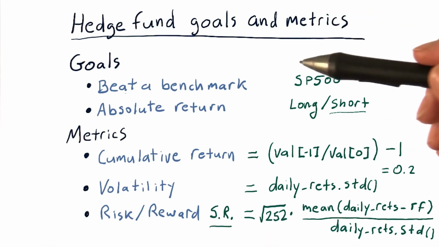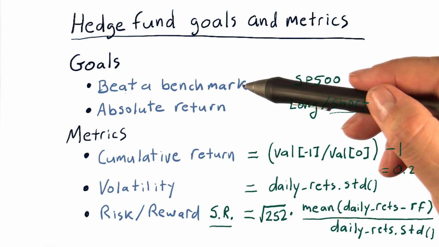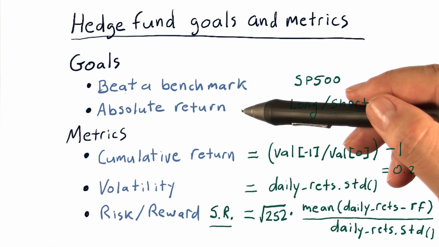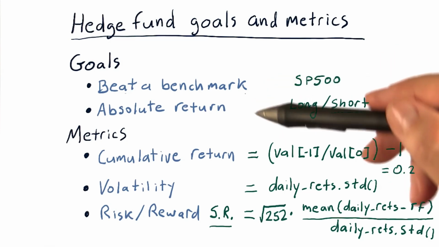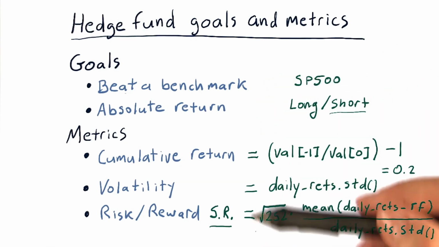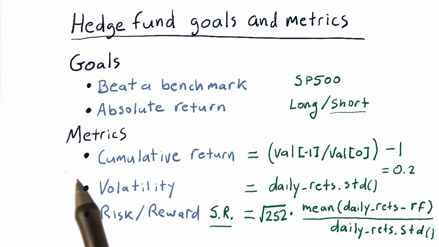So recapping, hedge funds have goals, typically either to beat a particular benchmark or to gain absolute return, and then metrics by which we judge how well they accomplish those goals. So cumulative return, how much did they make over a period of time? Volatility, how volatile were they over that time? And then risk-adjusted reward or Sharpe ratio.